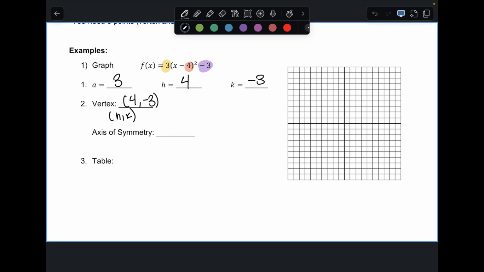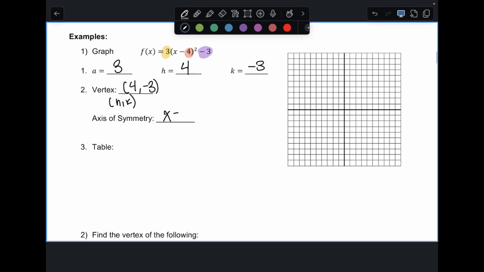If my vertex is 4, negative 3, what's my axis of symmetry? X equals... Yeah, X has to equal 4. That's my X coordinate of my vertex. So X equals 4. That comes straight from my vertex. I'm going to pause there. I'm done with step 2 once I graph. So I'm going to graph these points and my axis of symmetry.